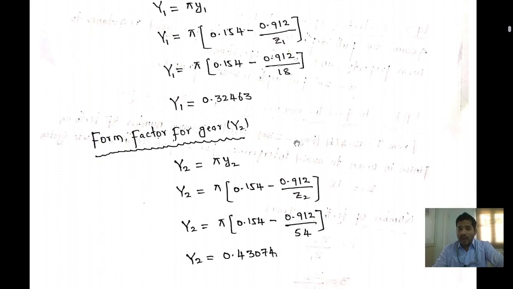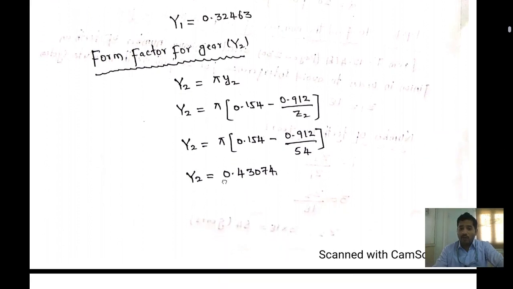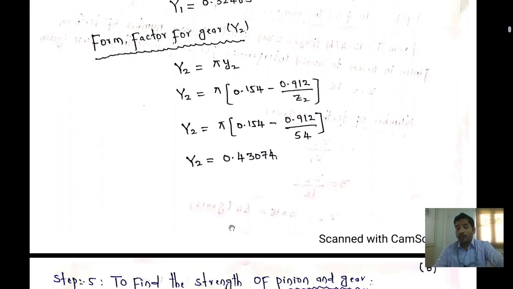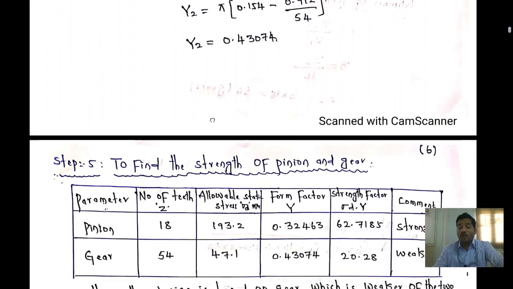Instead of z1 we have to use here z2. Pi as it is, y2 is nothing but 0.154 minus 0.912 by z2. So the number of teeth of the gear, we already found, is 54. If you calculate this value with the help of a calculator, you will get the form factor as 0.43074. Clear?